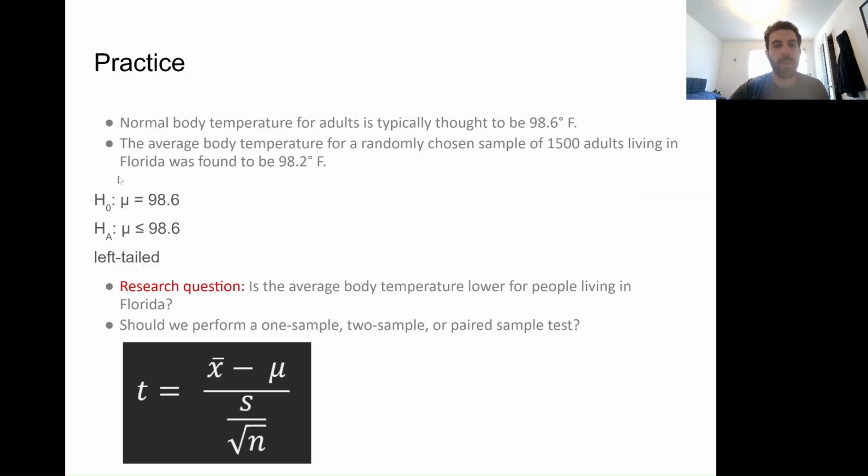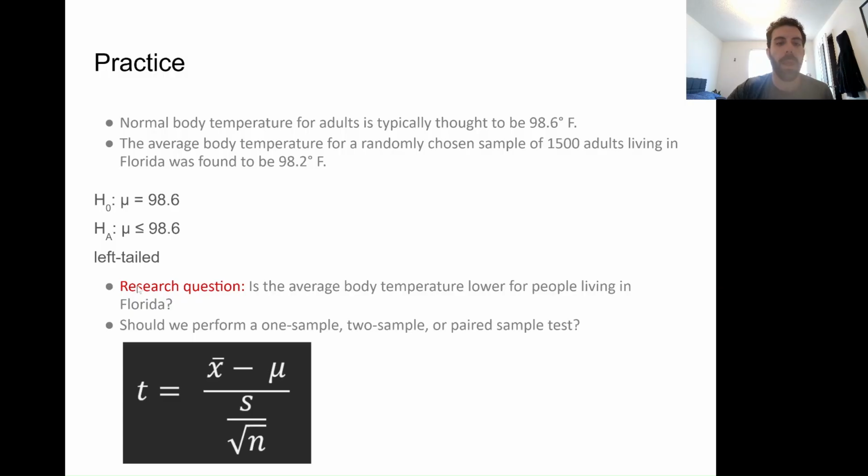So the first thing you should do when you have a question like this is write the null and alternative. The null is that the true temperature, the population parameter of body temperature for people living in Florida, is 98.6, and the alternative, if it's one-sided, is less than 98.6. This is a left-tailed, one-sided test because we're only testing one direction. And I left this in red because you should not let your data influence your research question. You should come up with your research question before looking at your data.